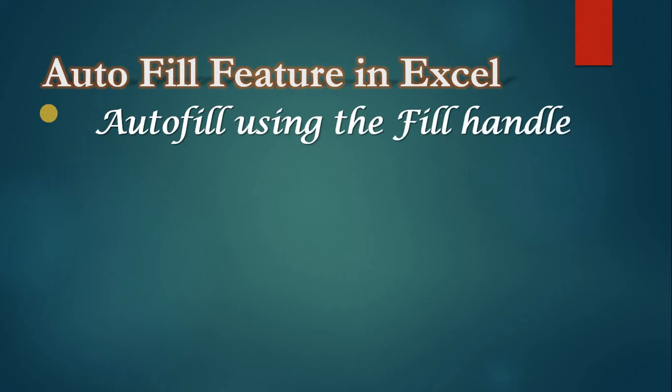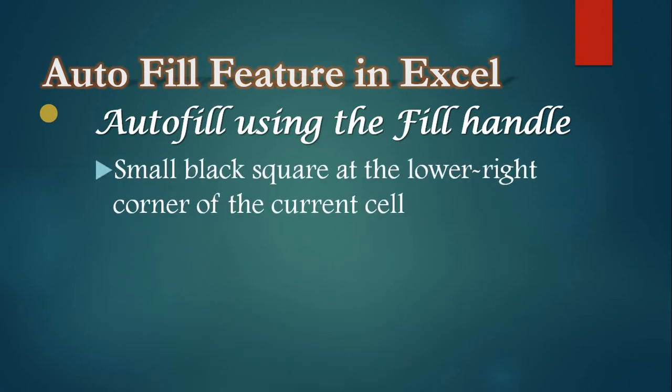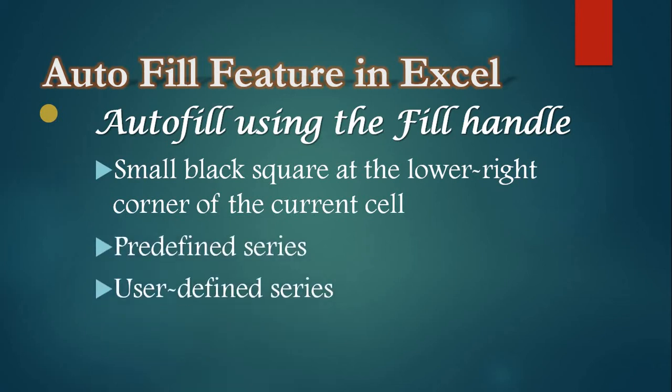First, what is fill handle? It is a small black square at the lower right corner of the current cell. That means in the cell pointer at the lower right corner, there is a small black square. It is fill handle. When you move the cursor to that black square, it will change into plus sign. We can create predefined series and user-defined series by using fill handle.